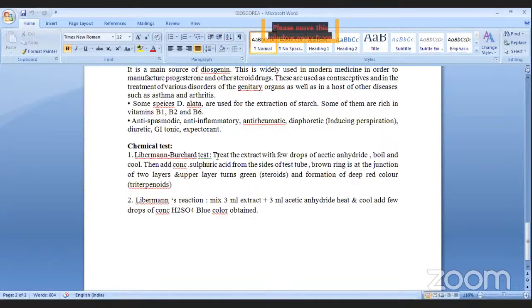Next is the chemical test. As it contains a steroidal part, the Liebermann-Burchard test can be used for identification purposes. Also, Dioscorea contains saponins, so it will also give the hemolysis test and the foam test. If a steroidal molecule is present, it will give a green color, and specifically a red color for the triterpenoid saponins.